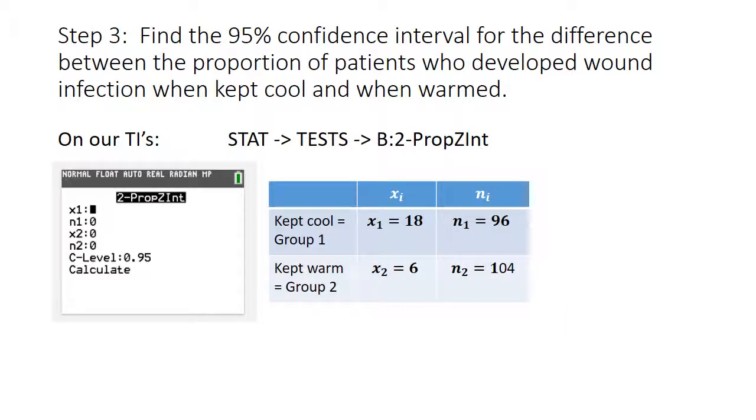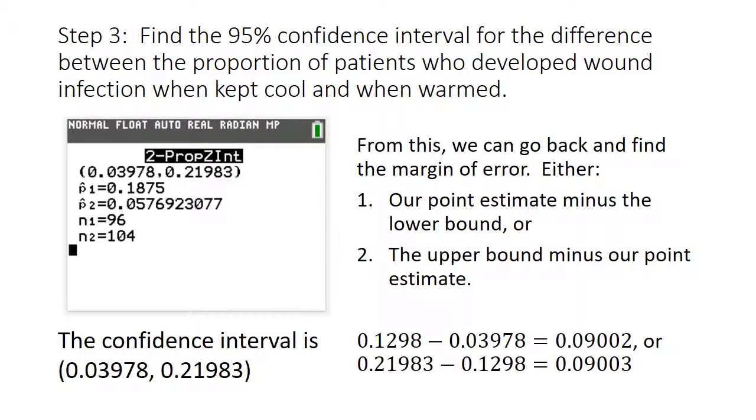And there on the left, you can see the screenshot of what your calculator will show you. And it's saying, I want the number of successes and the sample size for group 1, the number of successes and the sample size for group 2, and the confidence level. And that confidence level is whatever confidence interval you're looking at. Here's where it comes in really handy to have that table with x1, x2, n1, n2 laid out for you, because you're literally going to copy right from your table into the calculator. So we do that, and here is our confidence interval.